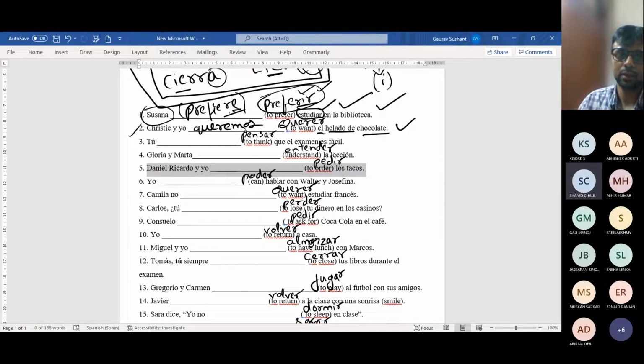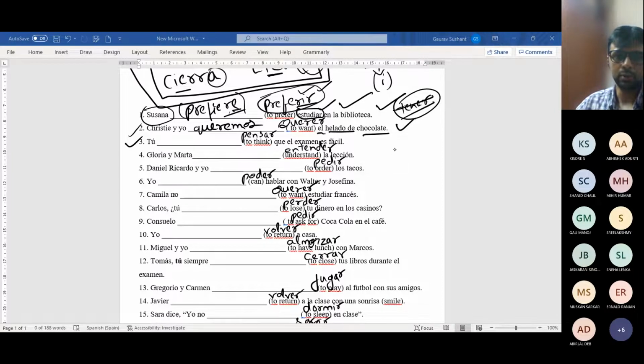Christy and I want to have a chocolate ice cream. Exactly. I want, simply want a chocolate ice cream, because if you want to say to have, then you have to use tener. Okay, so that is not being used. So simply, Christy and I want chocolate ice cream. That's it. Number three, the verb is pensar and the subject is tú.